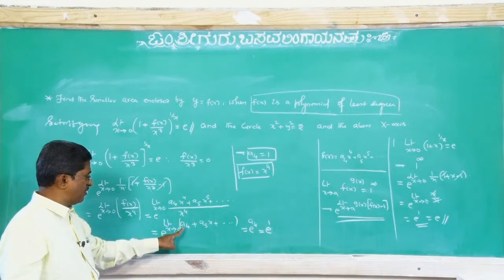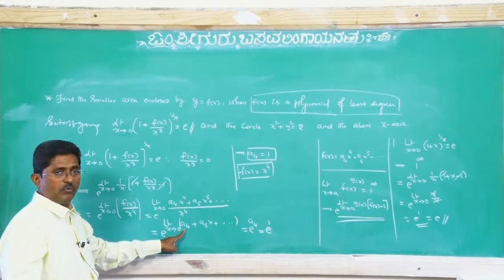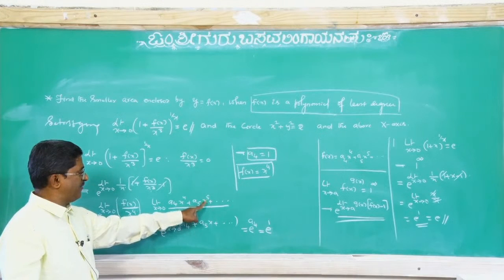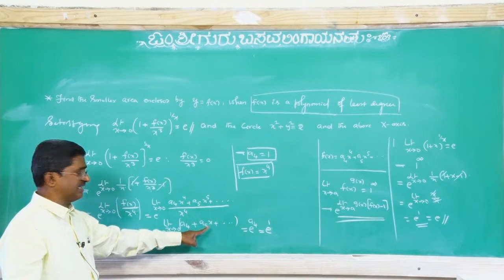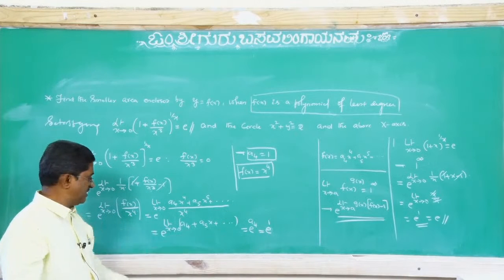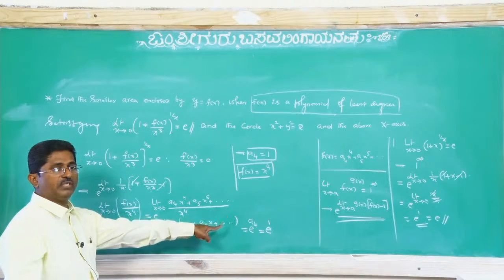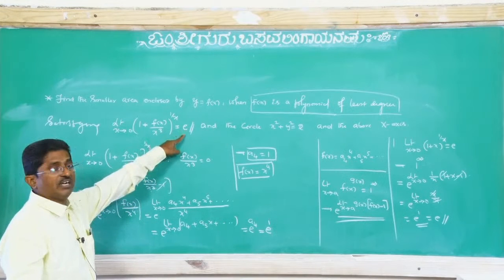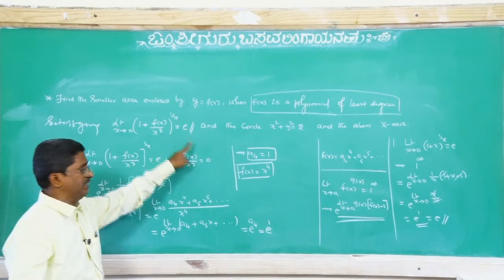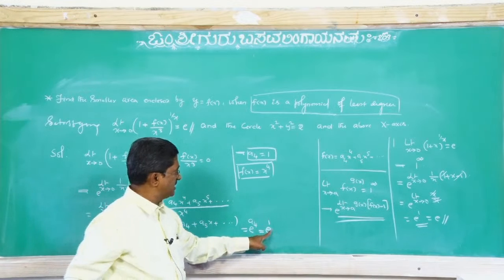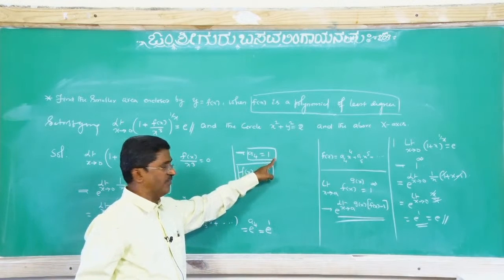x power 4 by x power 4 gets cancelled. We get a4. Next one, a5 into x power 5 by x power 4, nothing but x. The process is continuous. x goes to 0, substitute. This whole thing becomes a4, so e to the power of a4. That is already given, the RHS value e power 1. Bases are equal, equating powers, a4 is equal to 1.